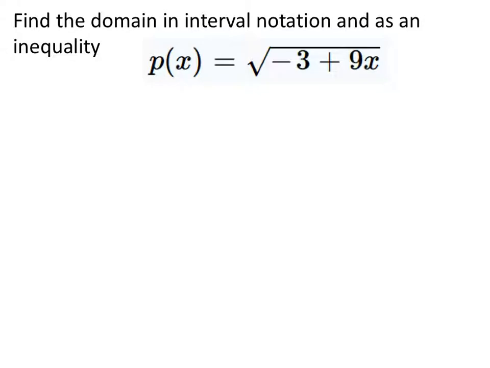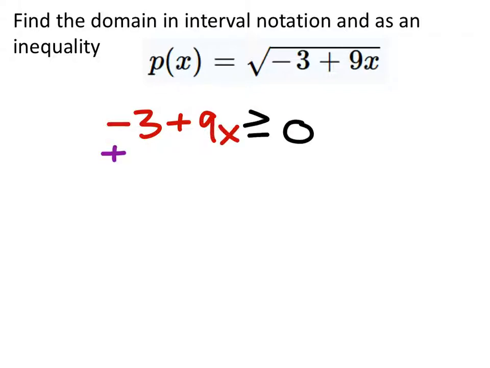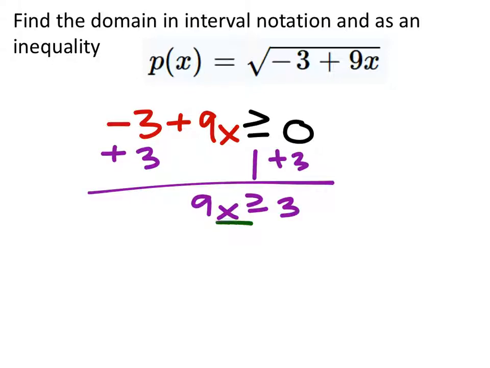Find the domain in interval notation. Okay. Still, we're not so concerned with that square root as much as what's inside it. So, once again, negative 3 plus 9x. This needs to be greater than or equal to 0. I'll need to add 3 to both sides. Divide both sides by 9. And x is greater than or equal to 1/3.